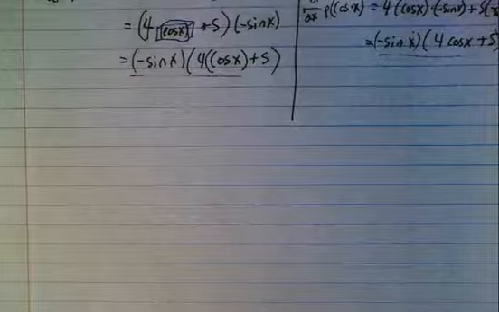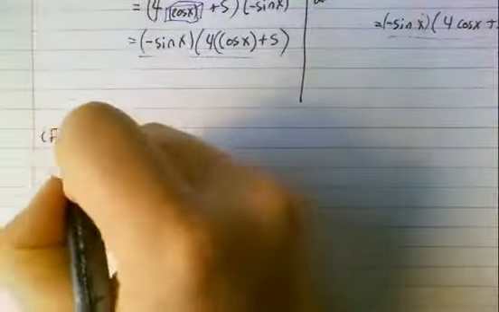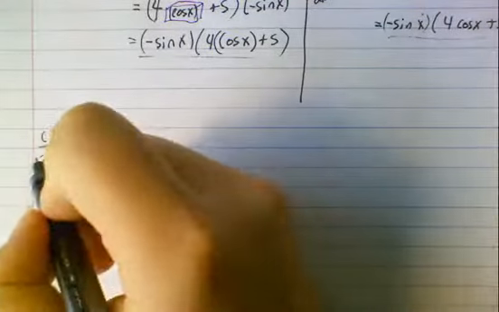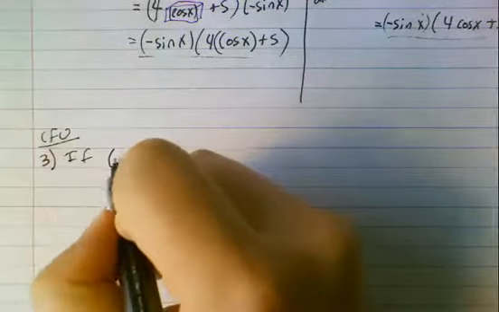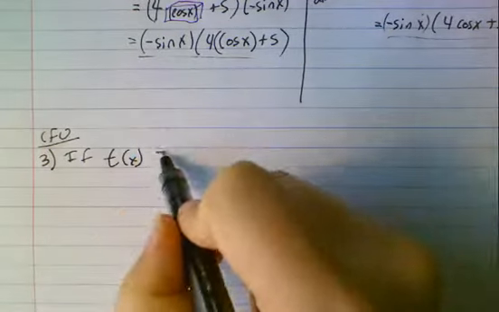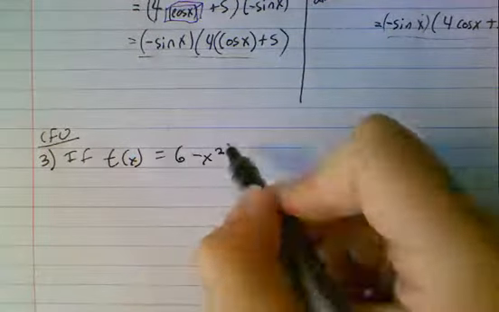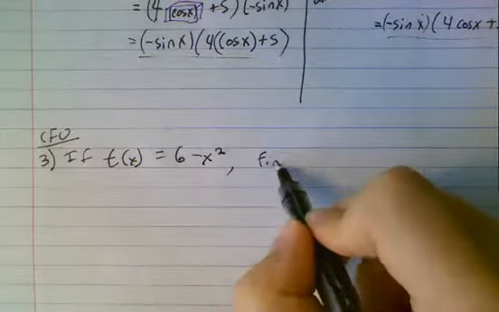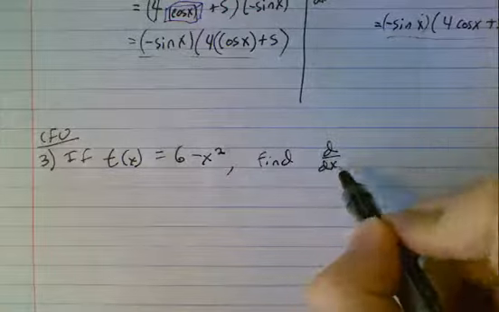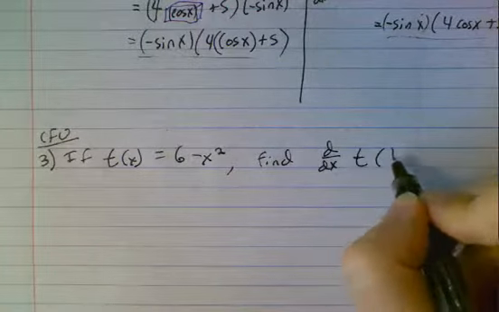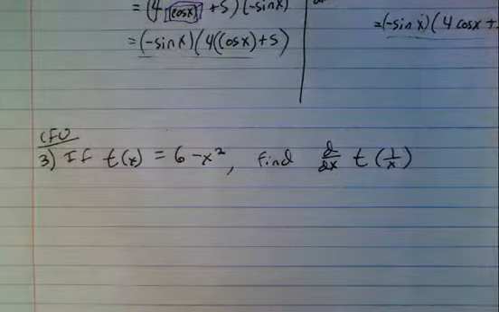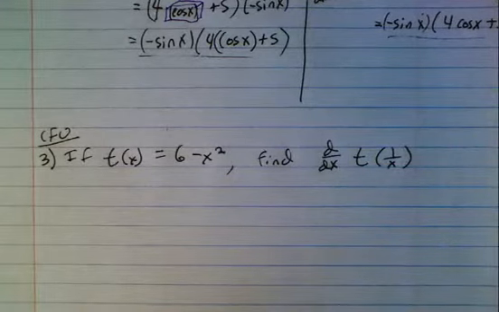Okay, let's have you try a final one on your own. If t of x equals 6 minus x squared, find the derivative of t of 1 over x. Try that one on your own. Restart the video when you're ready. Pause the video now.